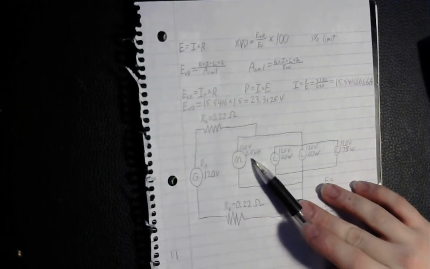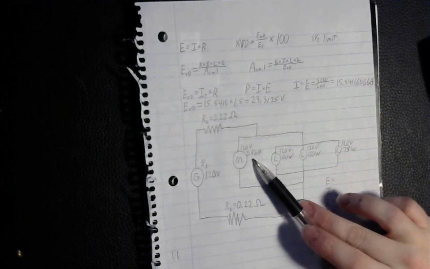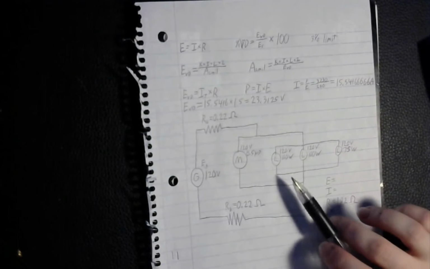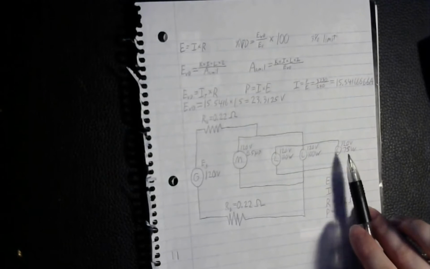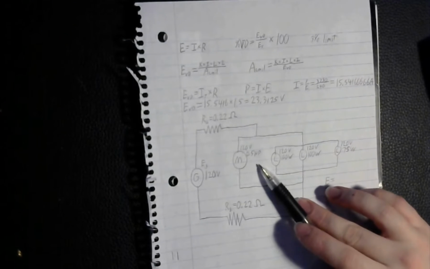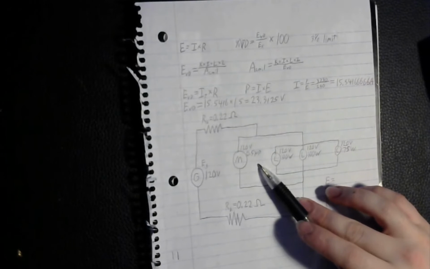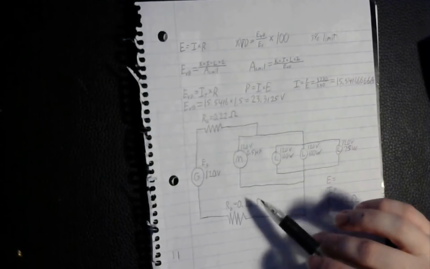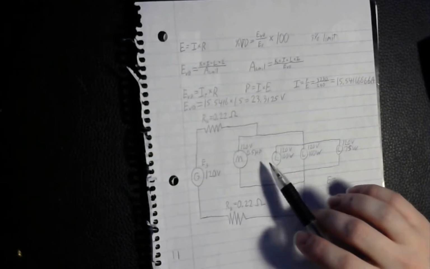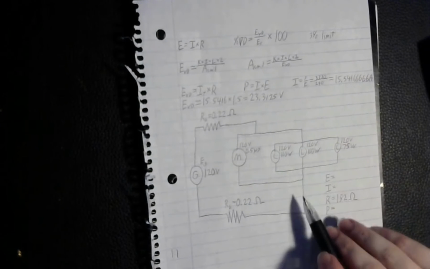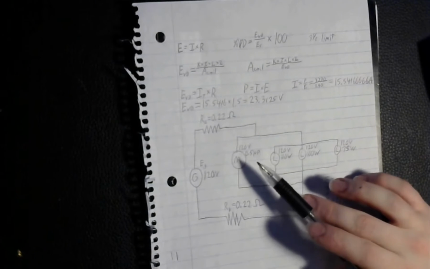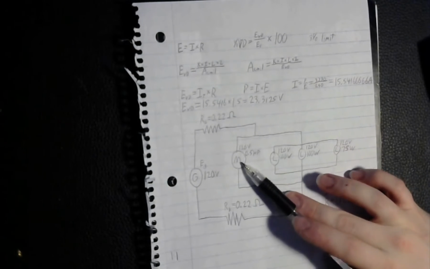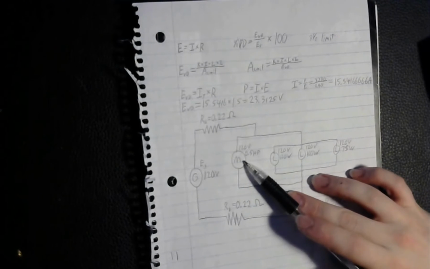And the motor's rated for 0.5 horsepower in terms of power. 2 of the lights are rated at 100 watts, and then another one at 75 watts. And those are just the rated amounts, not the actual voltage or power that they're getting. And that's part of what you're going to have to calculate. And then down here is the rest of the wire, and that's got a resistance of 0.22 ohms.